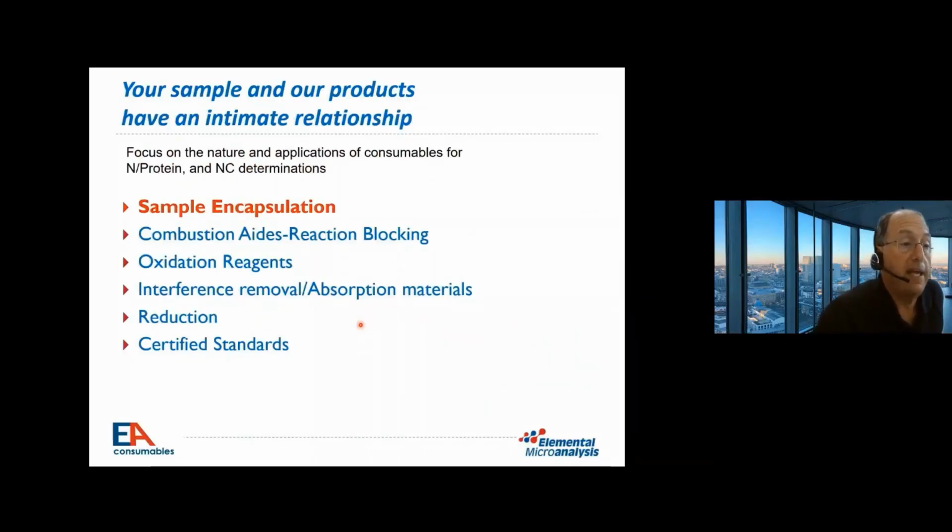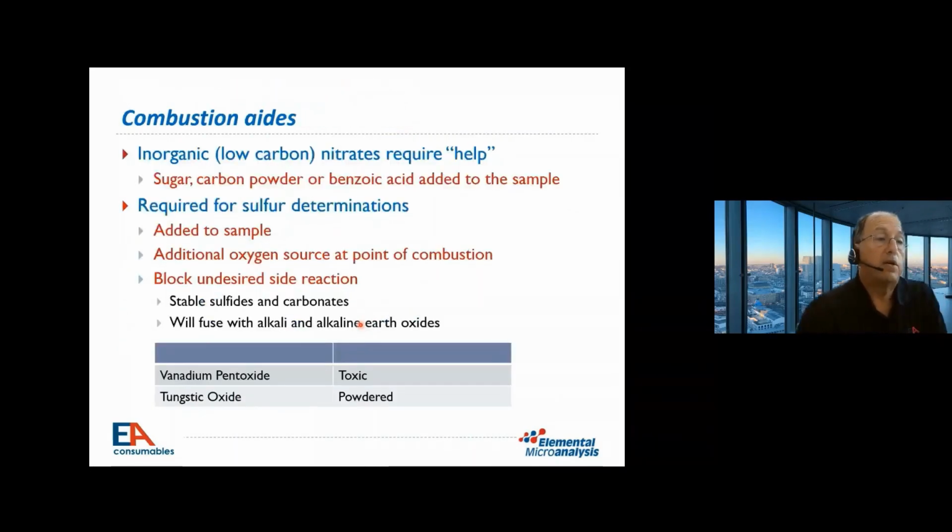Another thing is the combustion aids. I'm talking about combustion aids that we add to the sample itself for the combustion. In the case of low carbon nitrates, they need help. Fertilizer samples are a typical one. The carbon actually helps in the combustion and conversion of the nitrates to the nitrogen oxides. So for these samples, sometimes you'll add sugar, carbon powder, or benzoic acid to the sample.